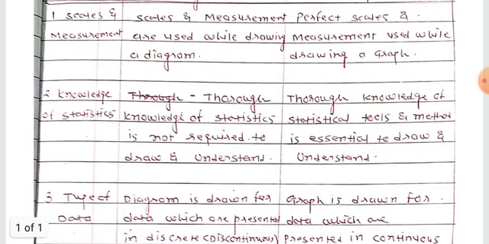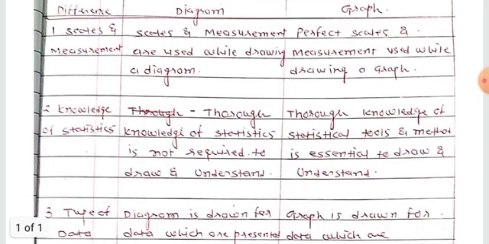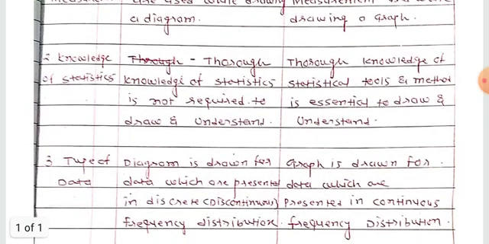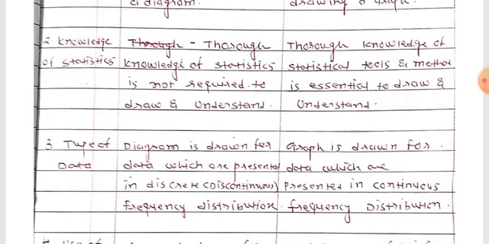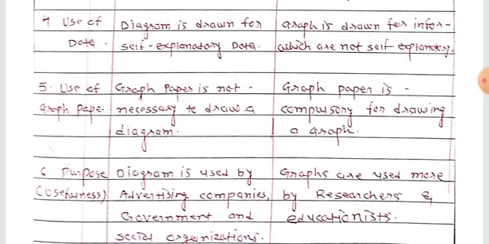First one is scale and measurement. In a diagram, scale and measurement are used, while in a graph, perfect scale and measurement are used. Second, knowledge of statistics. In a diagram, thorough knowledge of statistics is not required, while in a graph, thorough knowledge of statistics is compulsory. Third, type of data. Basically, a diagram is drawn for discrete or discontinuous frequency distribution data, while a graph is used for continuous frequency distribution data.